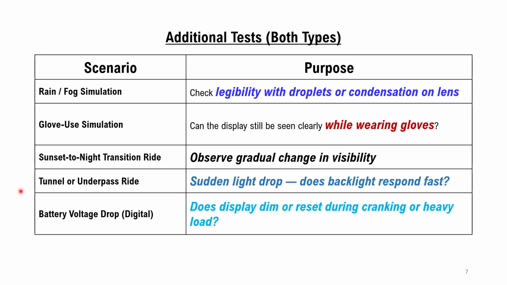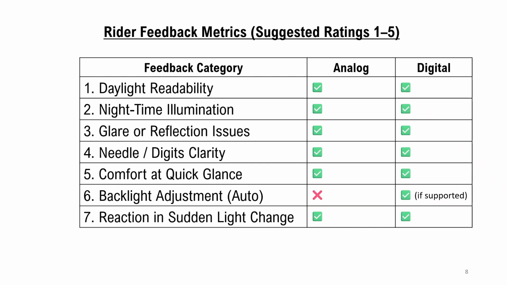Tunnel or underpass ride. Sudden light drop. Does the backlight respond fast? Battery voltage drop. Does the display dim or reset during cranking or heavy load? Rider feedback metrics regarding this test to be rated on the scale from 1 to 5.